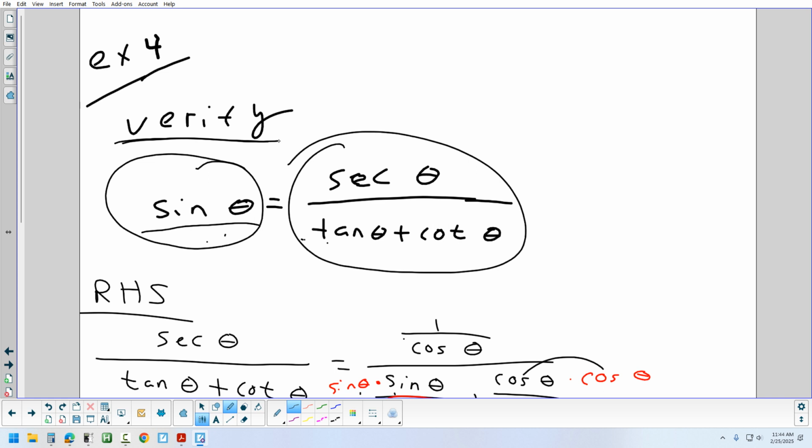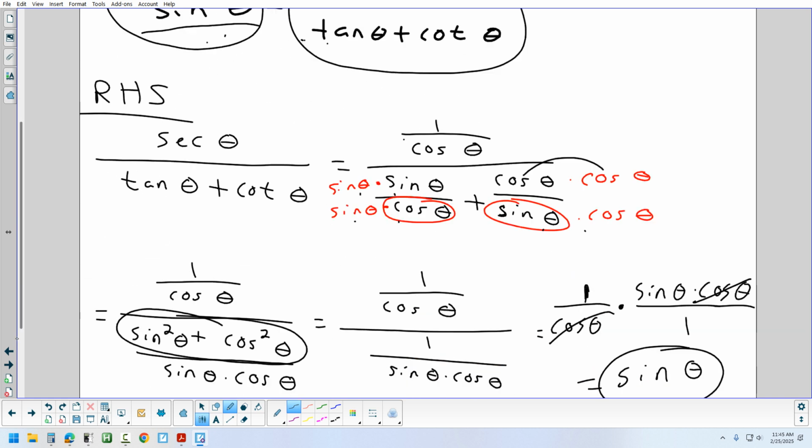A step harder than this would be verify if possible. That means I give you something that may or may not even be true, and then you have to figure out how to verify it, or if it's not true, how to show me that it's not true. Okay. But for us, you're only going to have ones that are true. So that takes half of the thinking away in that kind of problem. But they can get quite hard.